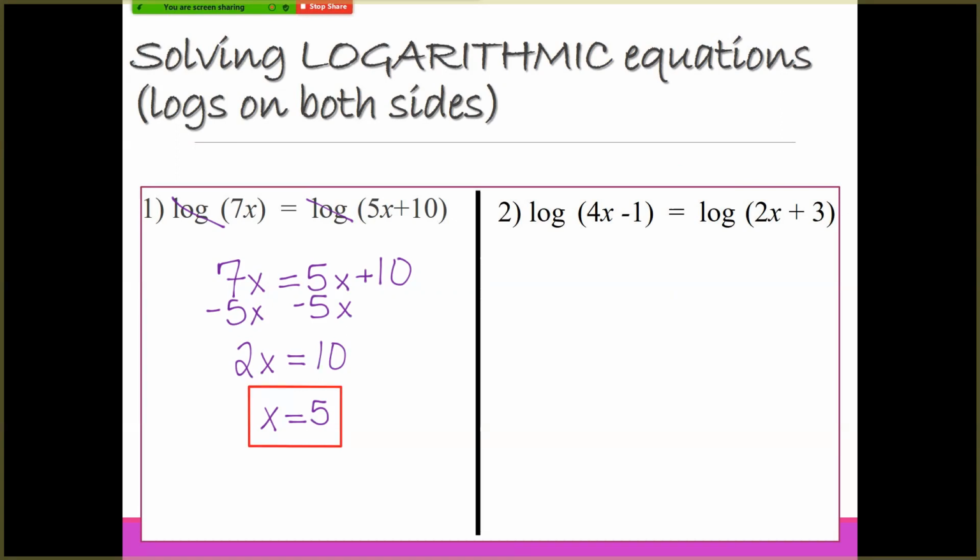So no condensing necessary because we had one log on the left side, one log on the right side.